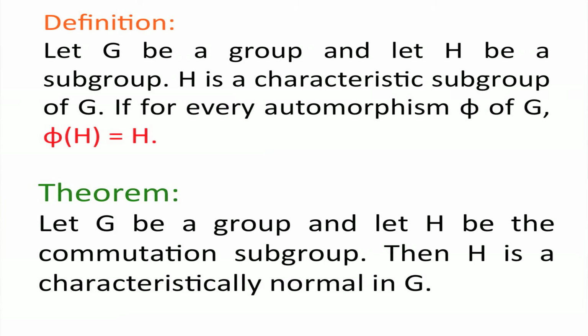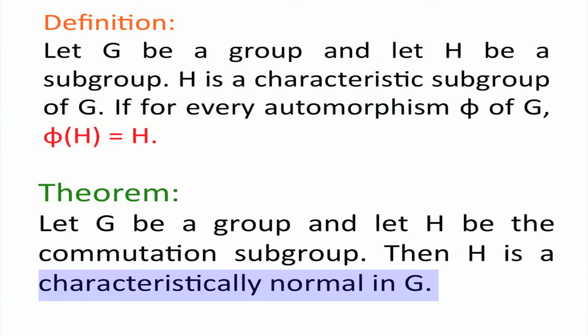Now, we shall see a definition. Let G be a group and let H be a subgroup. H is a characteristic subgroup of G if for every automorphism phi of G, phi of H is equal to H. We shall see a theorem now. Let G be a group and let H be a commutator subgroup, then H is characteristically normal in G. The definition of characteristic is here. A subgroup is a characteristic subgroup if for the automorphism phi, phi of H is equal to H.